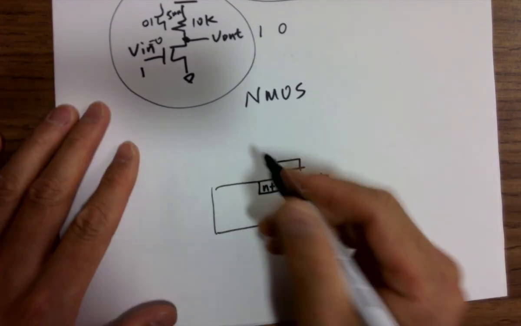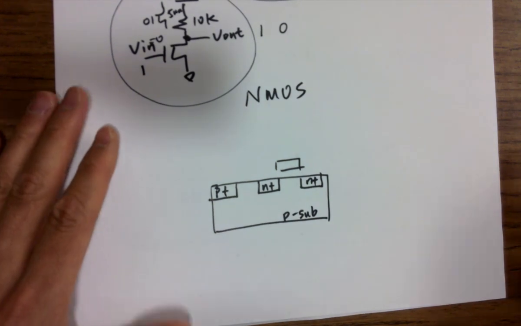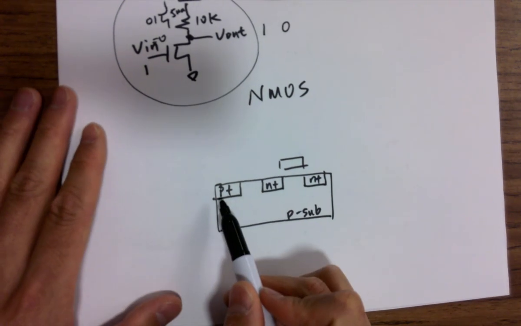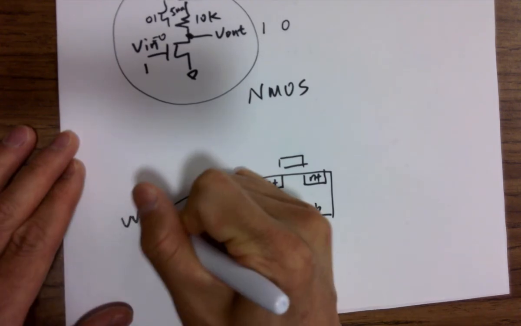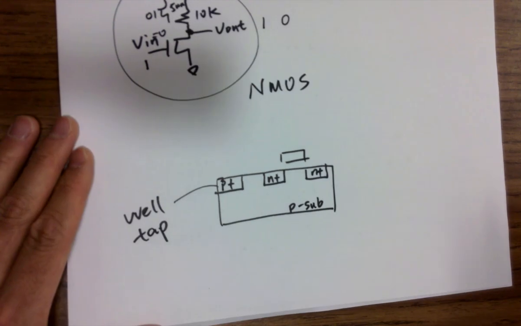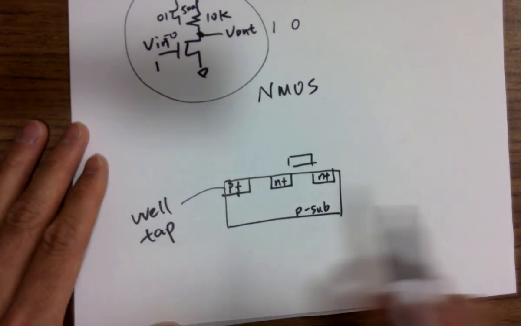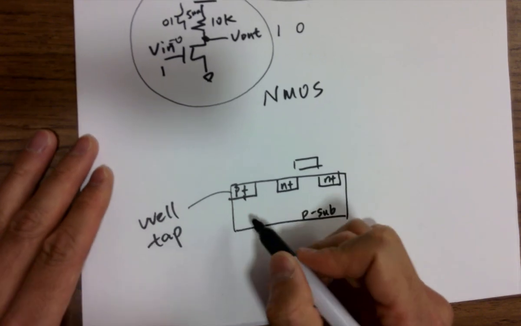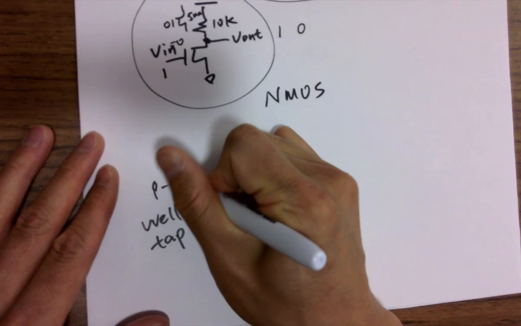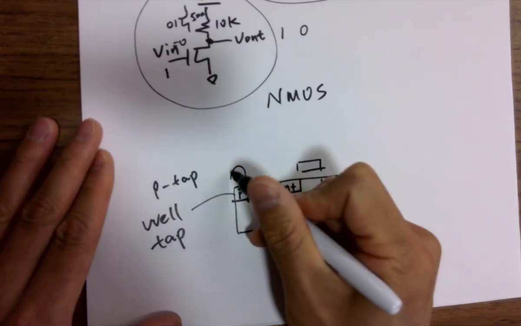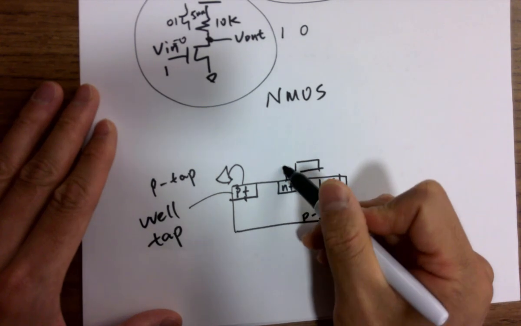Okay. And we dope a little P plus within the P sub, and this is called what? In general, this is a well tap. Great. Because the P plus being put in the P sub is actually making a short circuit. And this is called a P tap because it's a P-type well tap, or you can say P-well tap. And this needs to be shorted to ground because of what? To avoid what? The body effect.